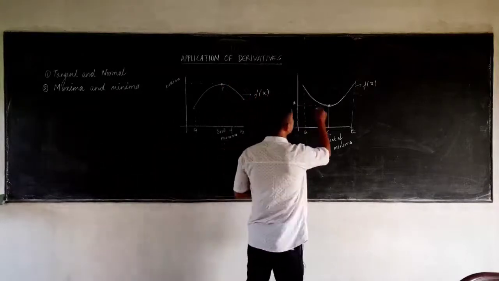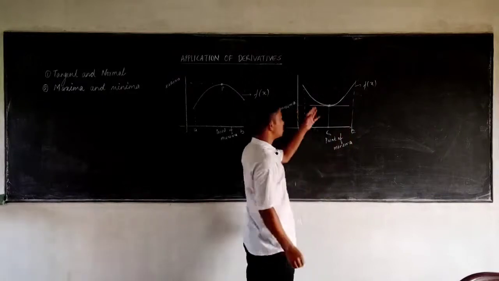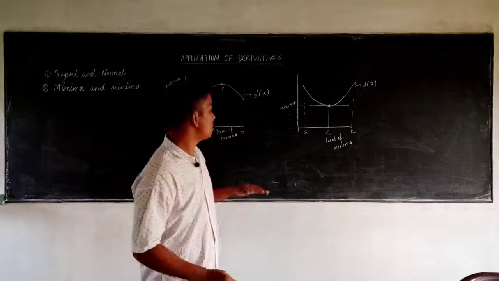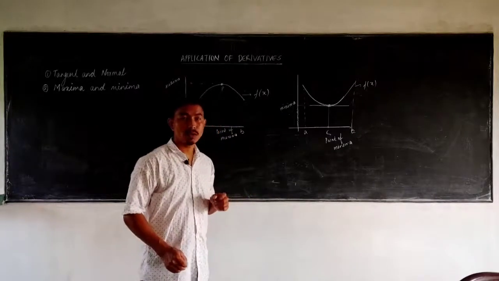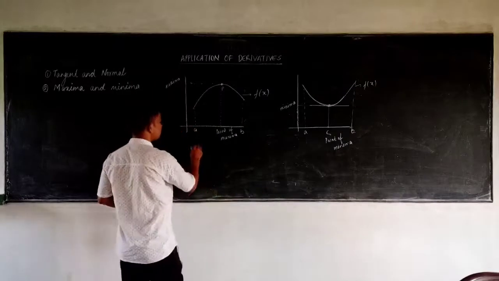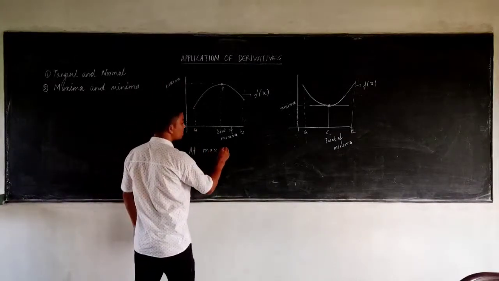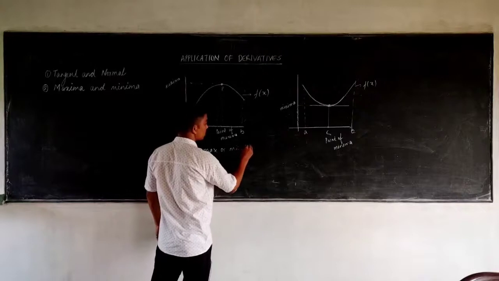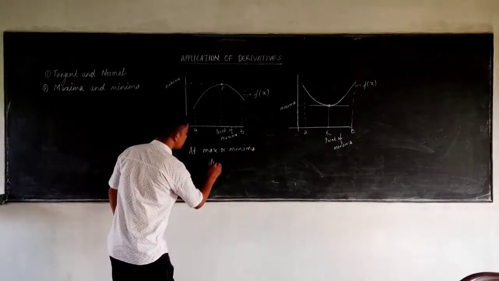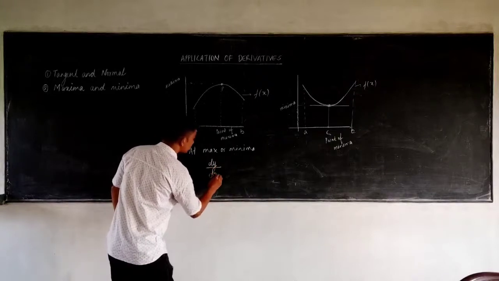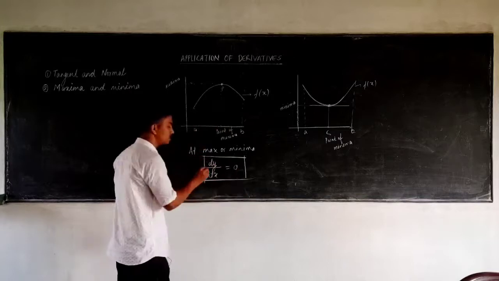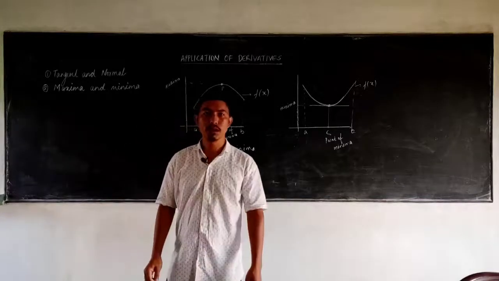If I draw a tangent at that point, the tangent is parallel to the x-axis. We know that any line which is parallel to the x-axis has a slope equal to 0. So at maxima or minima, we see that the slope is equal to 0. Therefore the derivative of the function, that is dy by dx, will be 0. This is the condition for a curve to have either a maximum or a minimum value.